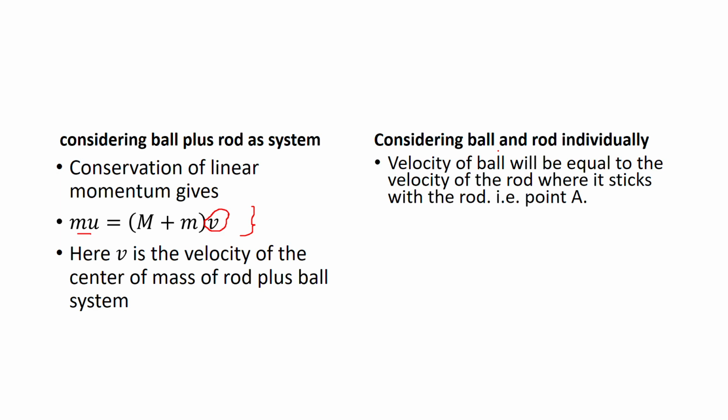So the velocity of the ball will be equal to the velocity of the rod where it sticks with the rod, that is point A, that I have shown in the previous diagram. This is the rod, and here this ball strikes the rod, considering it to be point A, and this is the center of the rod, that is, we are taking it as origin O. So after collision, the velocity of the ball will be VA, which is the velocity of the rod after collision.